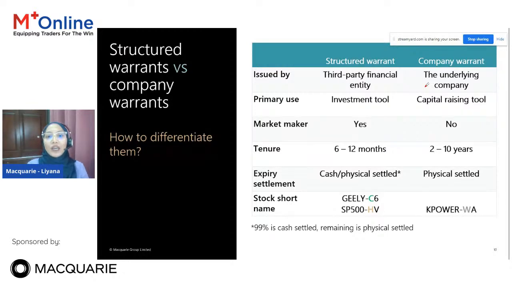Okay. Alright. So macam mana kita nak differentiate between structured warrants dan juga company warrant tu, kita tengok berdasarkan nama dia lah. Okay. Kalau semua orang ada yang memang trade dekat bursa saham, mungkin familiar, mungkin pernah nampak nama macam ni. Contohnya dekat sini Geely C6, dia start dengan C ataupun H. Okay, so kalau you nampak something yang ada C dengan H tu, memang immediately you can tell that is a structured warrants.